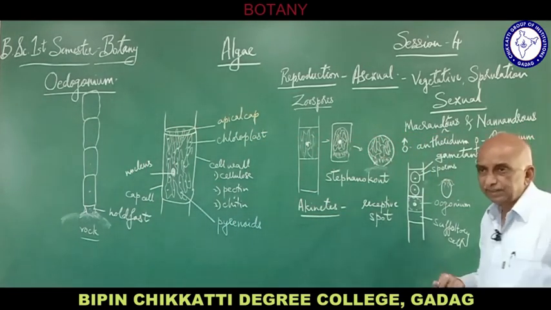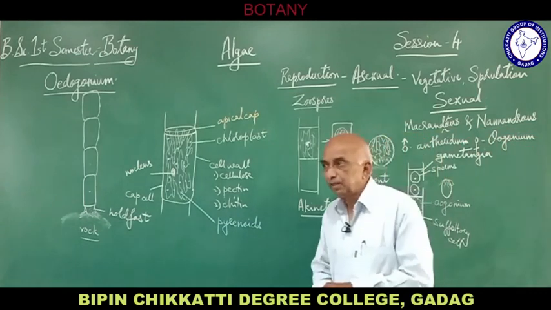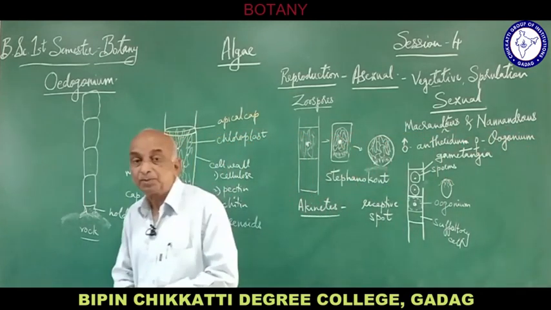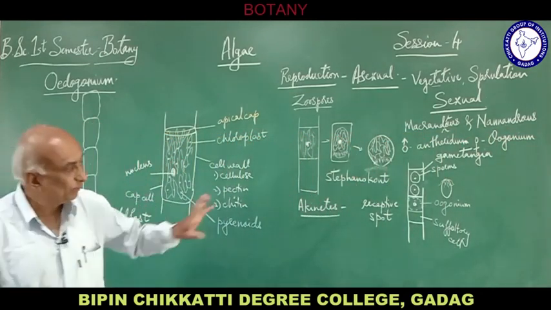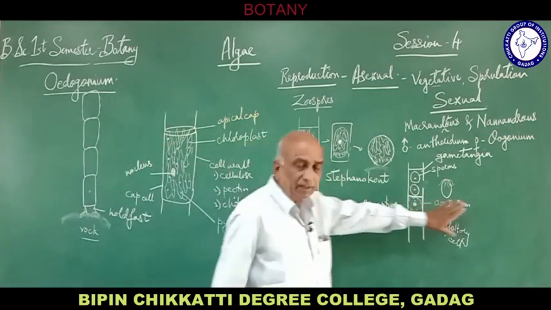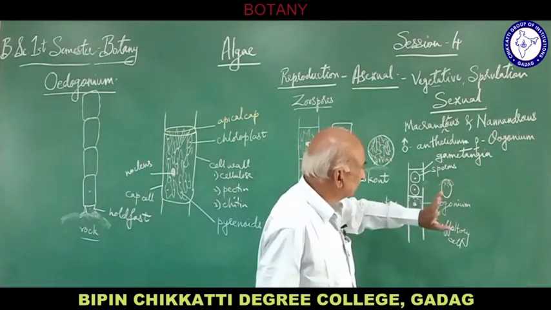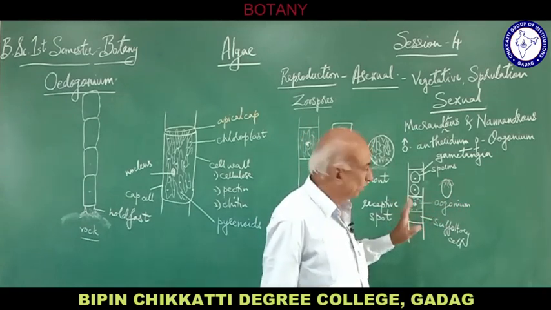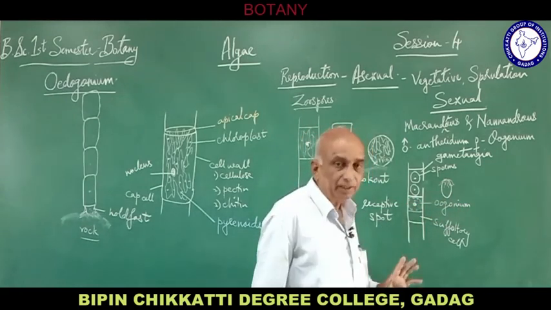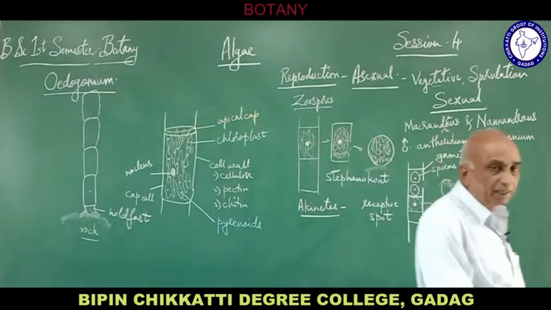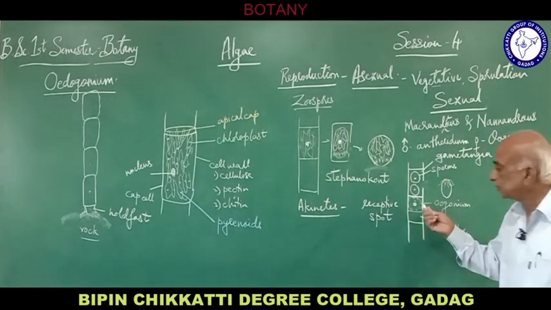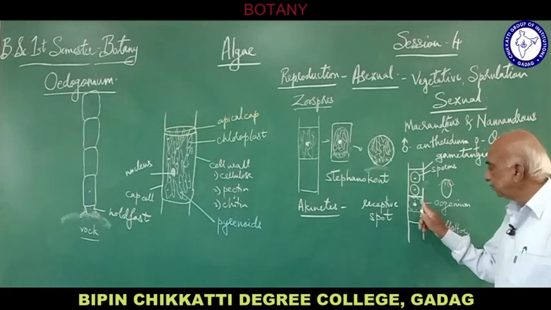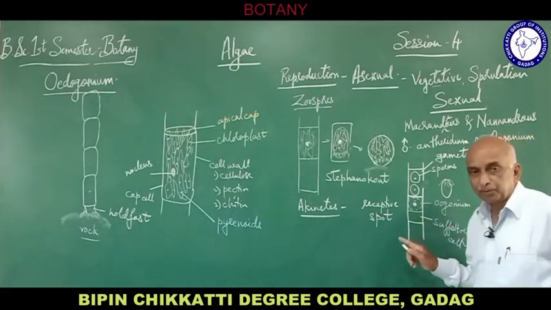So whatever it is, the main cause is the chemical which is produced by the oogonium. The oogonium will release that chemical and make the sperms move towards the egg cell or the ovum. And in the oogonium, there is a particular region called the receptive spot through which one of the sperm will enter and bring about fertilization.